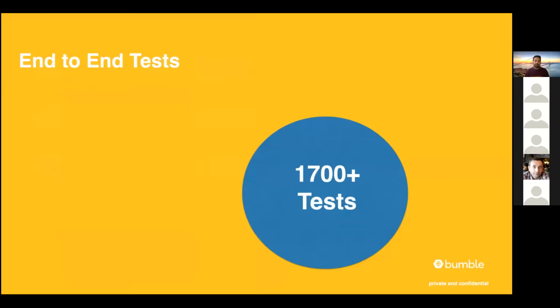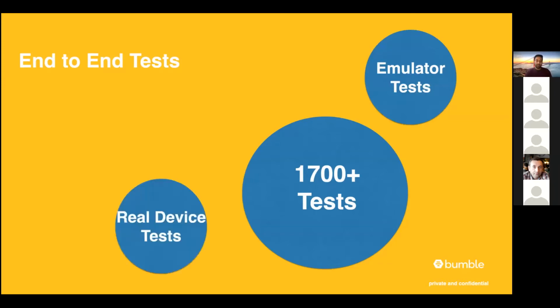When I talk about the test pyramid, I should also give you more context about how many end-to-end tests we have at Bumble. Currently we have around 1,700 plus tests. This is quite a huge number, but our app is quite complex. Most of these tests are emulator tests, which are very fast for us.